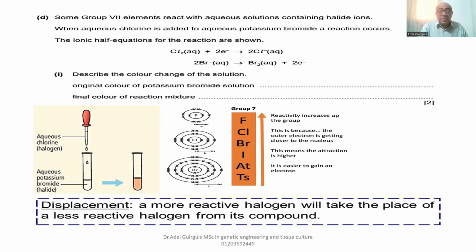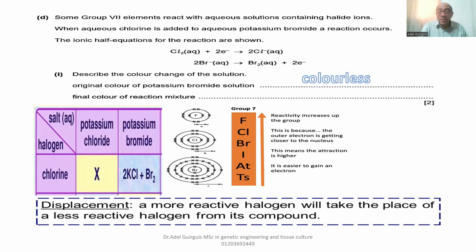So look, the original color of potassium bromide solution is colorless. What about the final color of the reaction mixture? Here's this reaction. When we add chlorine to potassium chloride, nothing happened. So cross. When we add chlorine to potassium bromide, what would happen? The chlorine displaces bromine, and KCl as a new halide is formed, potassium chloride instead of potassium bromide, and bromine is displaced as Br2.